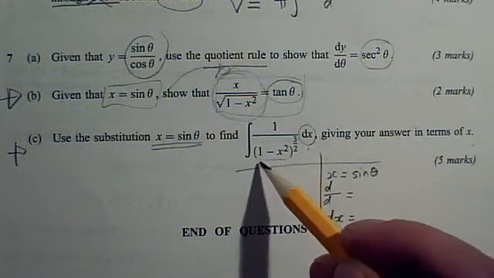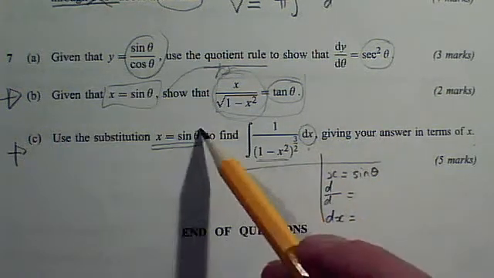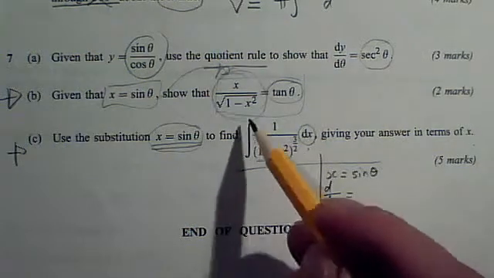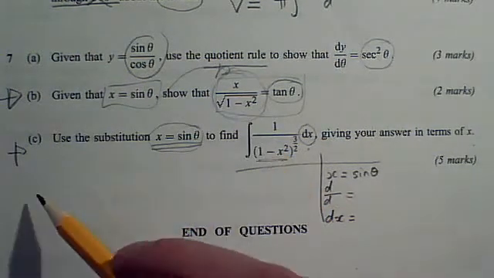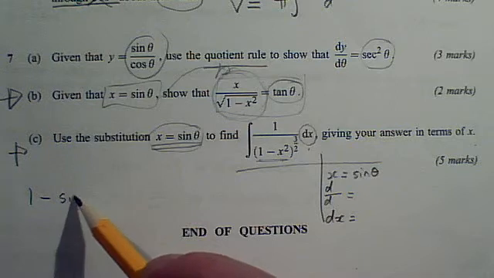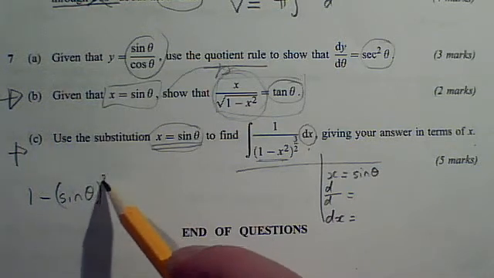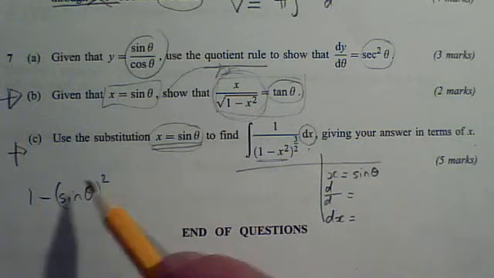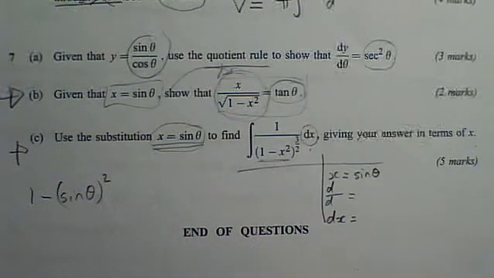The 1 minus x squared, x we know is sine theta, so we've got 1 minus that squared, which came up here as well. You are going to have to remember what 1 minus sine of theta squared is. It's a Core 2 identity, so make sure that you're fully conversant with that. It was from chapter 2 of Core 3 as well.